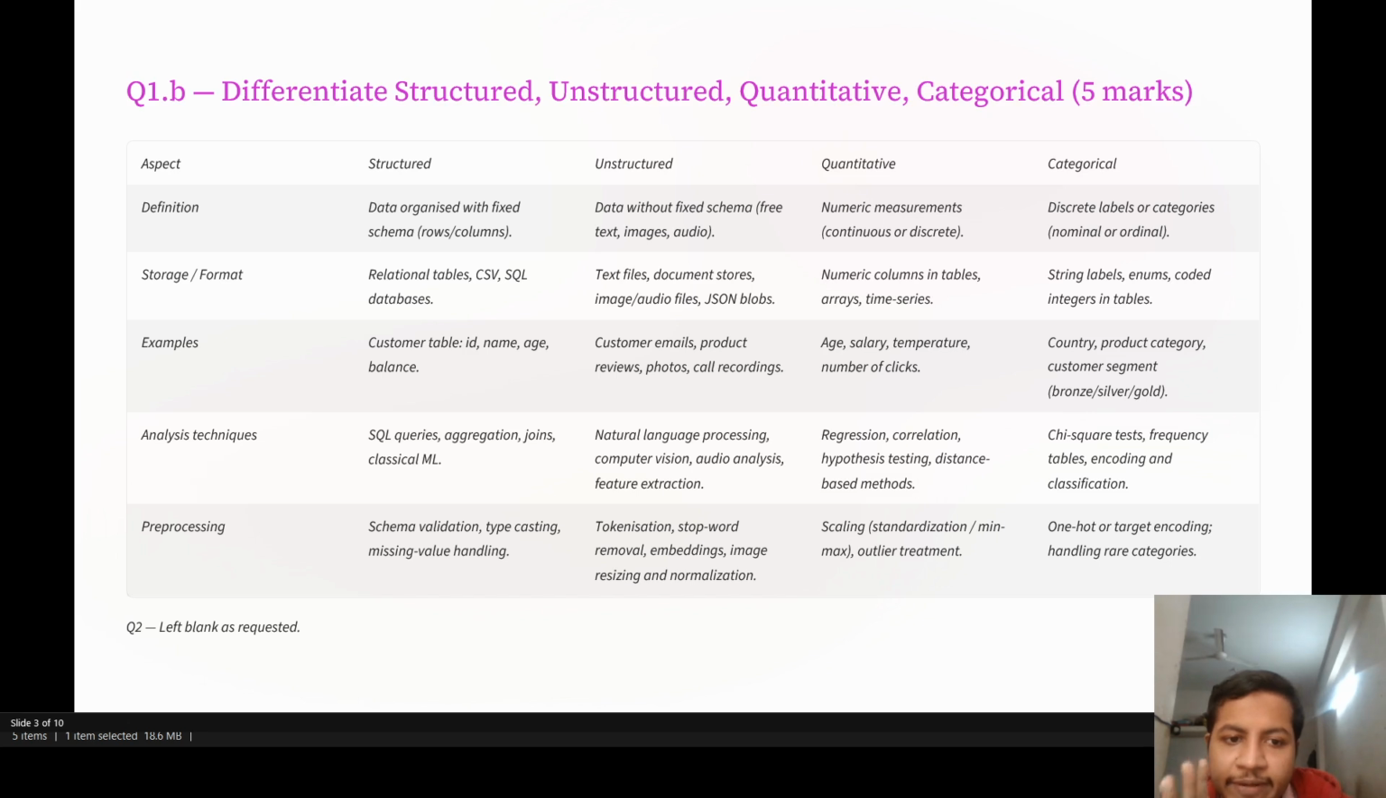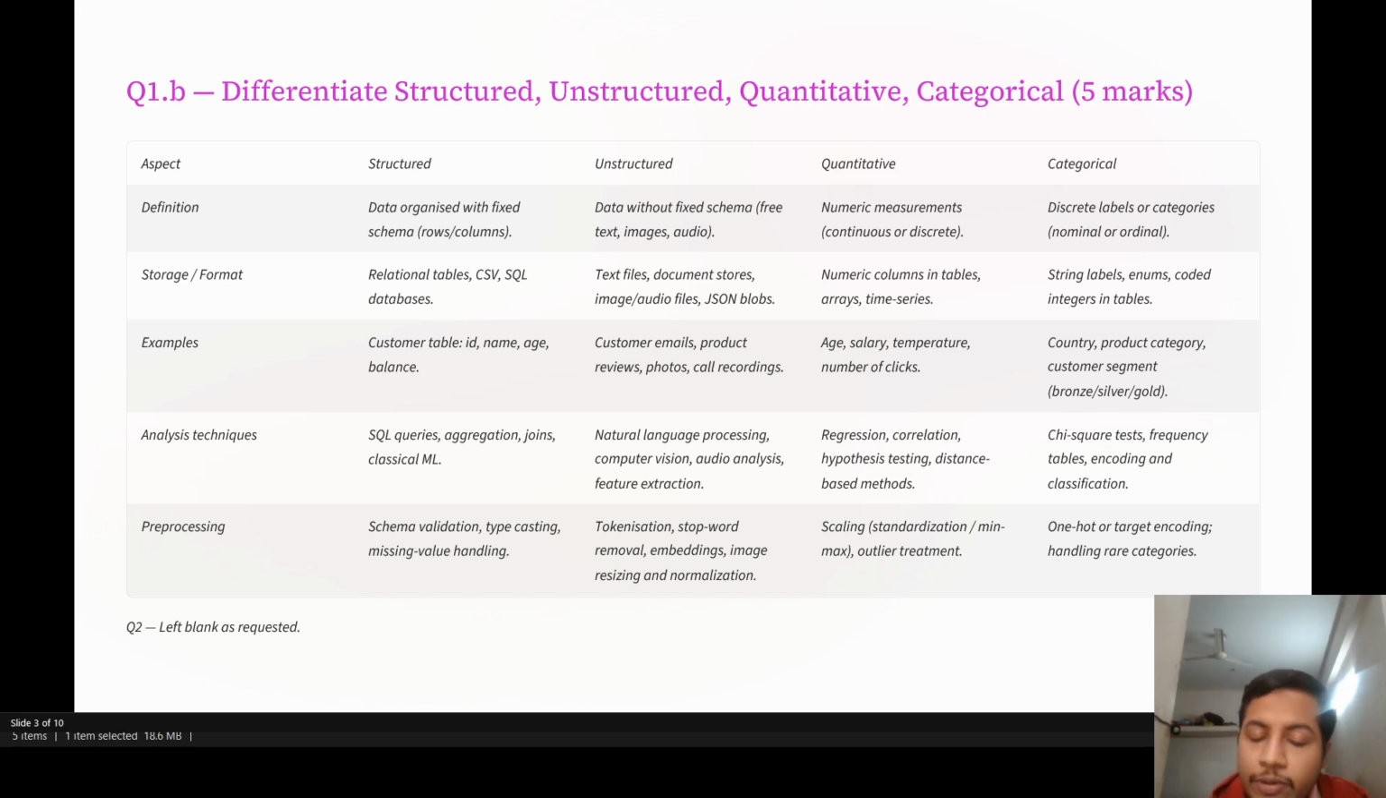Analysis technique. What are the techniques for analysis? In structured, it is SQL queries, aggregation, joins, classical ML. In unstructured, it is natural language processing, computer vision, audio analysis, feature extraction. In quantitative, regression, correlation, hypothesis testing, distance-based models. In categorical, chi-square test, frequency tables, encoding, classification, pre-processing.